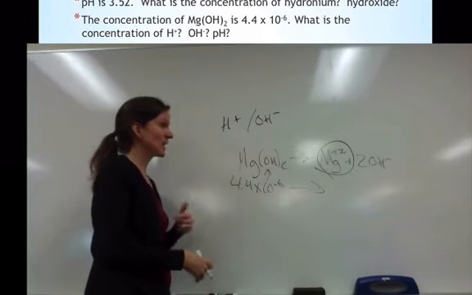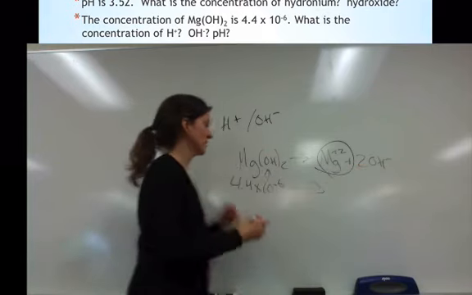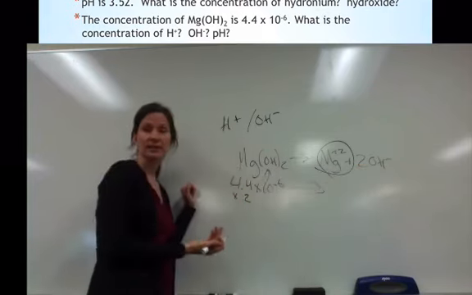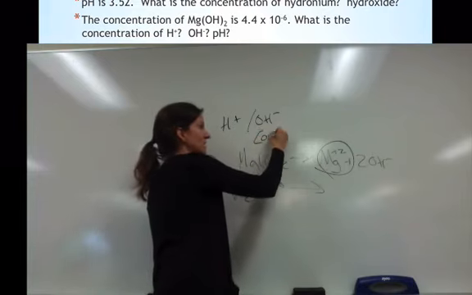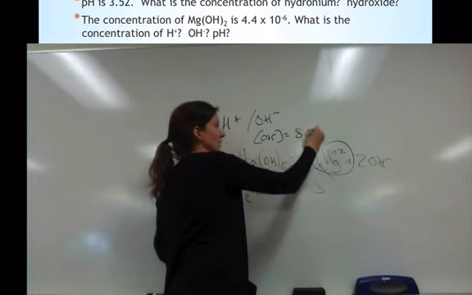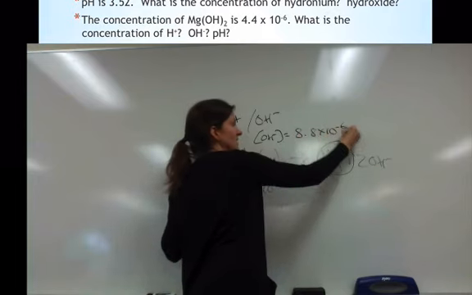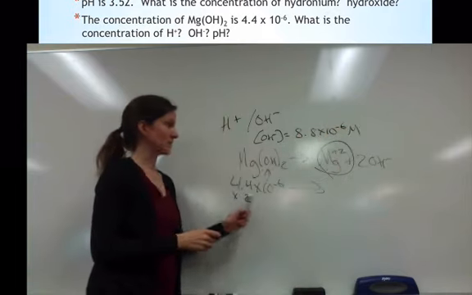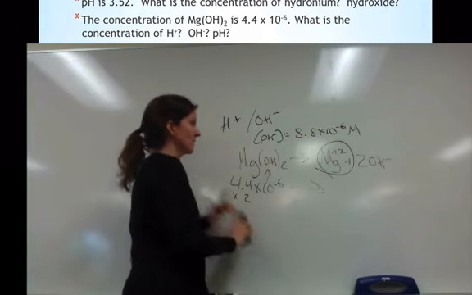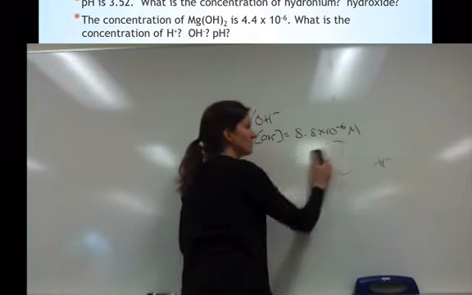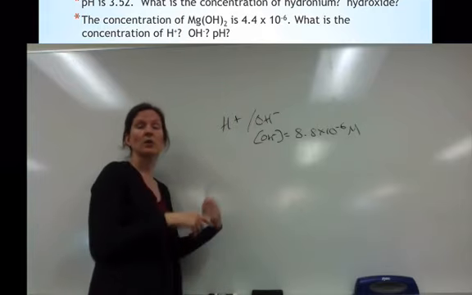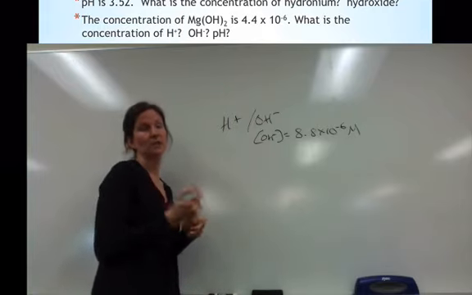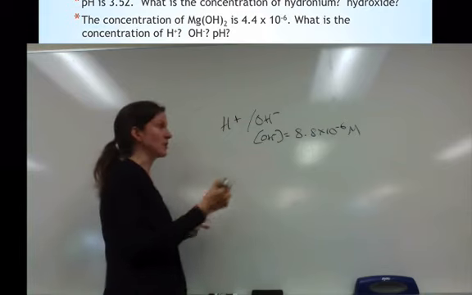Okay, so what's my concentration of OH? It's just 2 times what this is. So my concentration of OH minus for this problem is 8.8 times 10 to the negative 6, and I got that from just multiplying by 2. What's my concentration of H plus? Well, that I can get in one of 2 ways. I can use Kw, or I can go through pH. So since I have to have the pH anyway, maybe I'll do that.